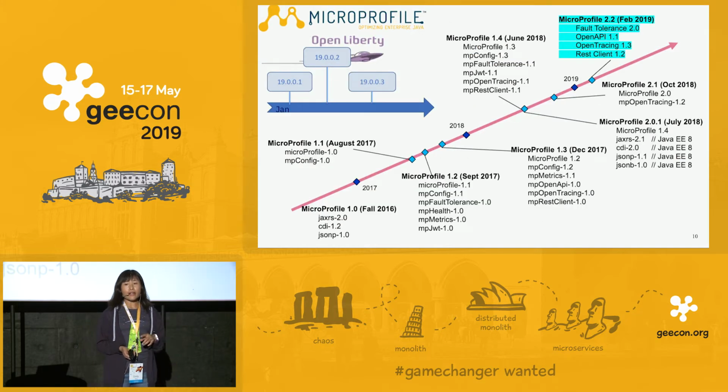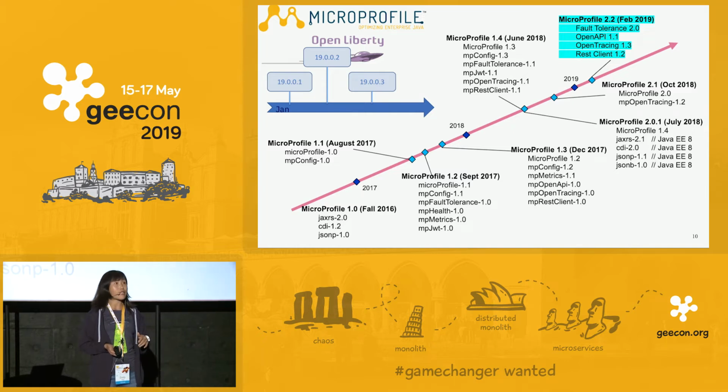This is a quick timeline for the releases. As you can see, it has progressed fast since 2016, and now we have MicroProfile 2.2. Later on, I will demo using MicroProfile 2.2 to create microservices. The other thing is that I work for IBM, most of the time on Open Liberty. Open Liberty is one of the implementations of MicroProfile, and also Java EE, and has a monthly release, and we put MicroProfile at the top of our priority list.